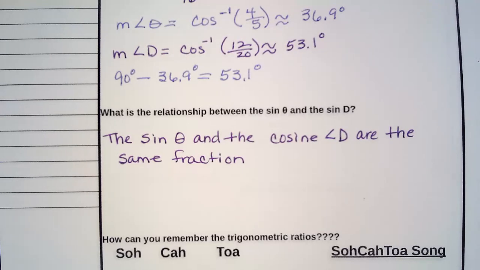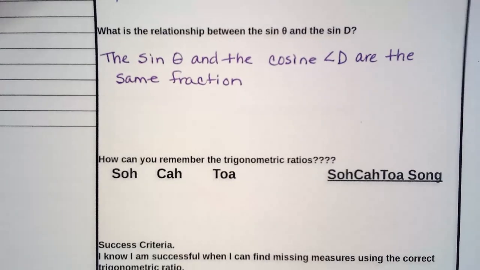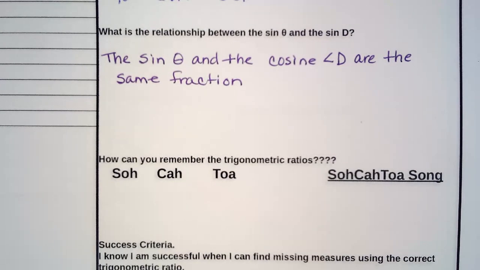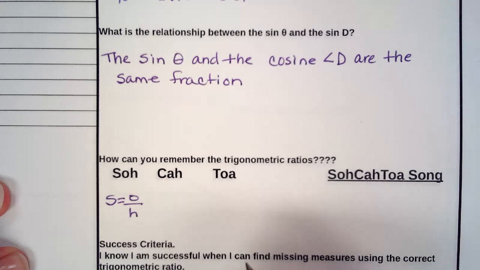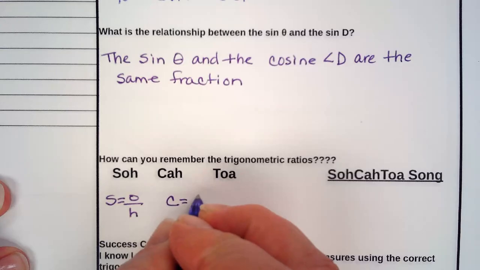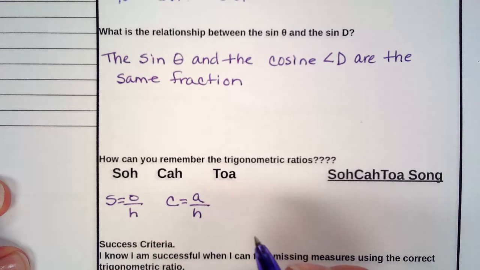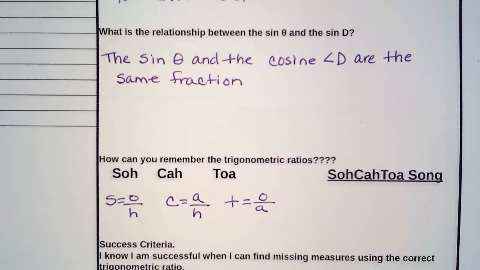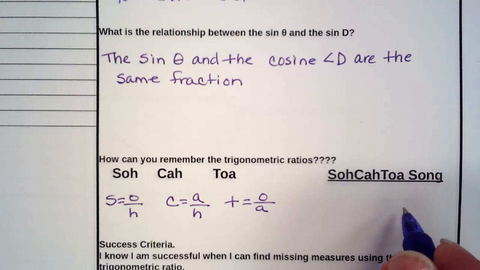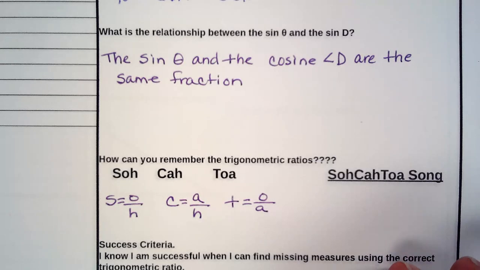So we've got to be able to remember these somehow. We've got an acronym that's called SOHCAHTOA. SOH is the opposite over the hypotenuse. CAH is the adjacent over the hypotenuse. TOA is your opposite over your adjacent. Now, if you are looking at it online, this is a clickable link to the SOHCAHTOA song, which is also posted in our Google Classroom.